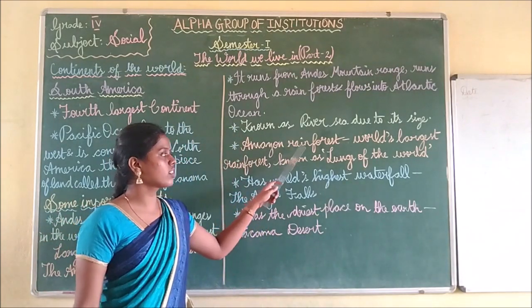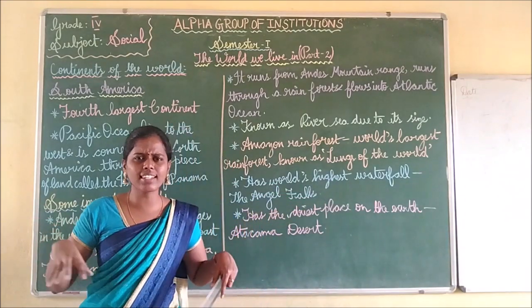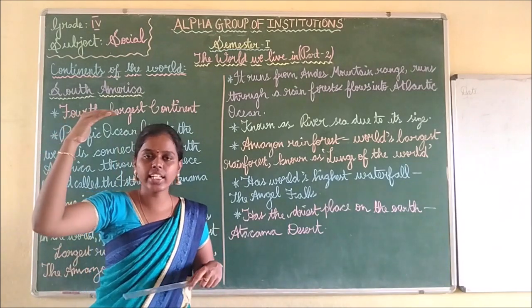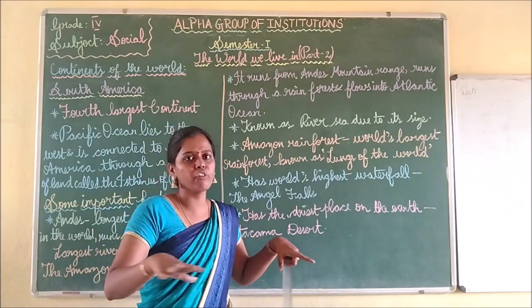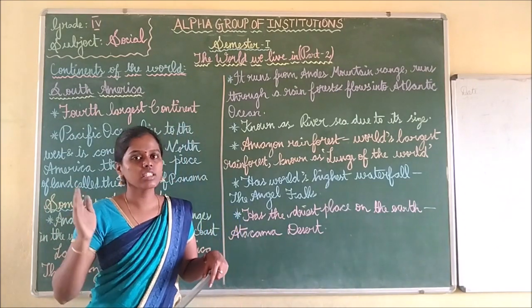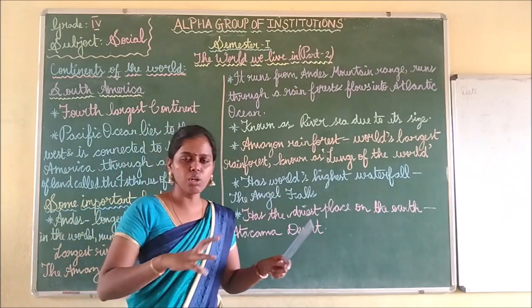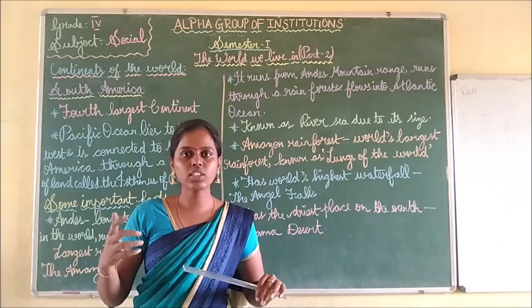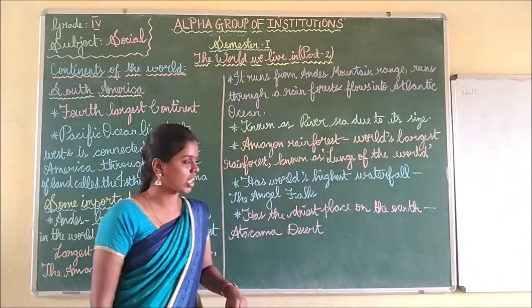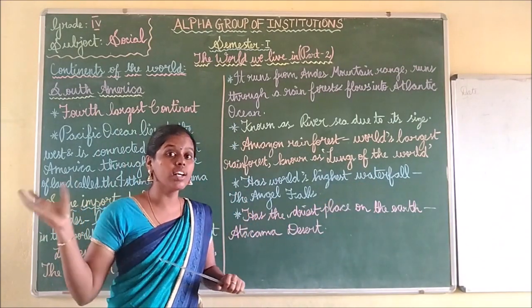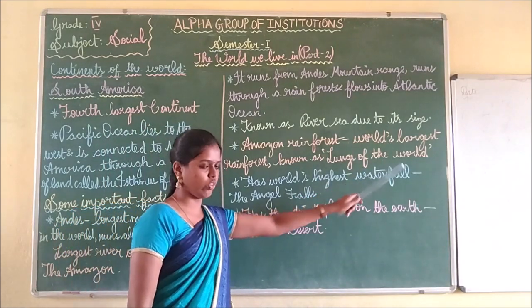So, Amazon rainforest is having that much of trees. It is full of trees. We can't see the ground itself if you are seeing from the top. It will be full of greenery. That many trees the Amazon forest is having. With the help of those trees only, nature is getting bigger. So, it is known as lungs of the world. Okay, Amazon rainforest is the world's largest rainforest and it is known as the lungs of the world.